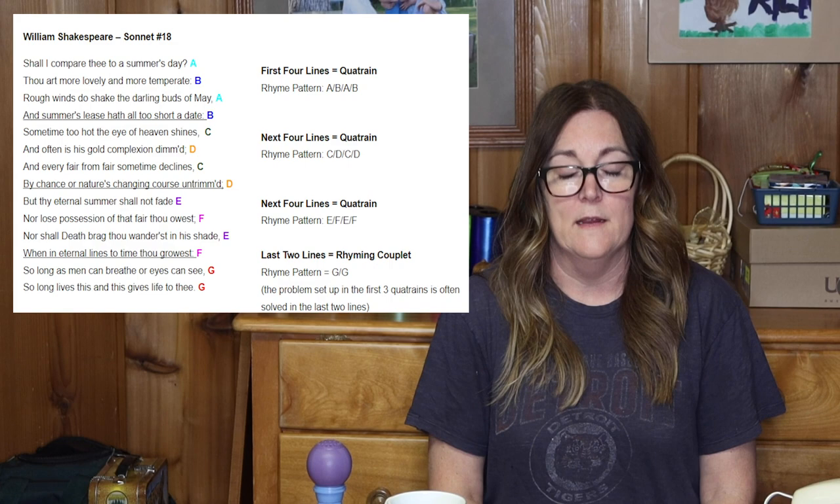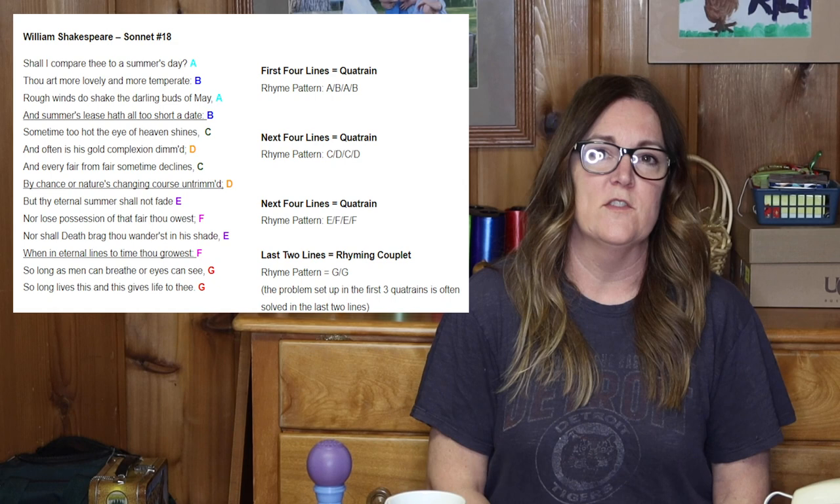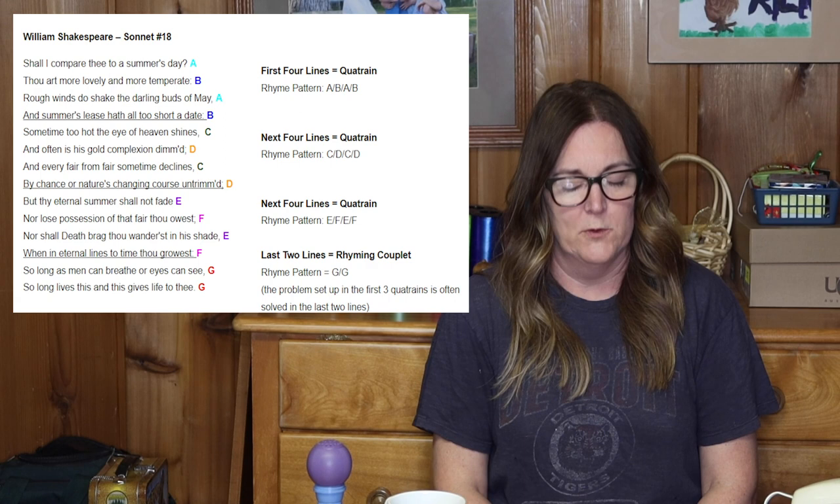Then you go to the next line, line 2. The word is temperate. Since this word does not rhyme with day, we have to assign it the next letter in the alphabet, which is B. Any other words at the end of a line that rhyme with temperate will be labeled with a B. The word date is supposed to rhyme with temperate and should be labeled with a B.